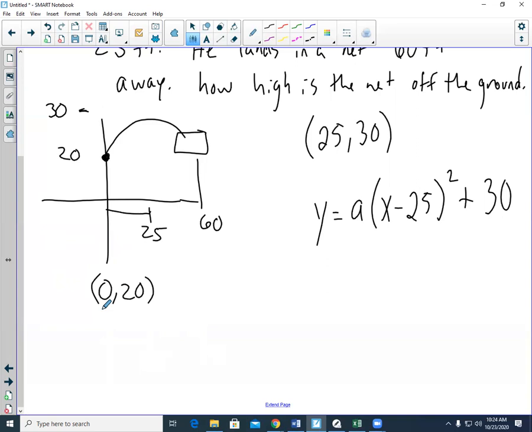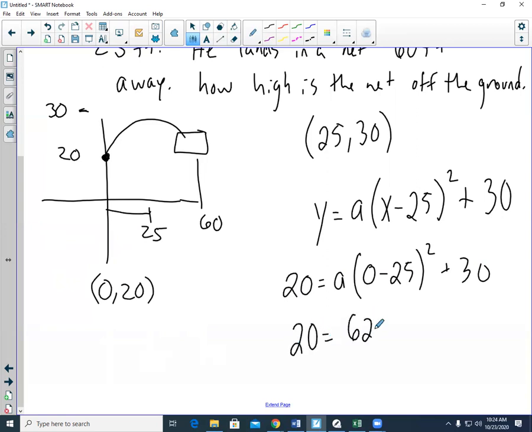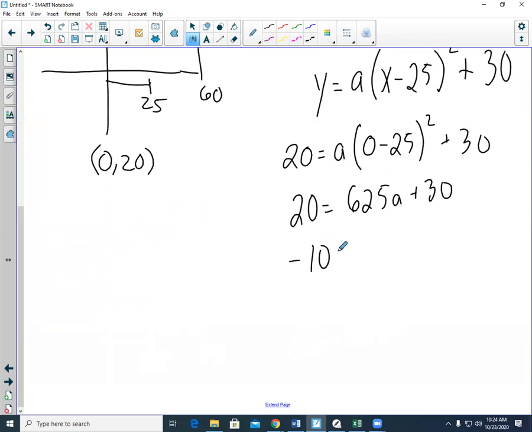So I'm going to plug 20 in for Y. I don't know what A is, so A stays like that. And then I get 0 minus 25 squared plus 30. So then I'm going to end up getting 20 equals 625A plus 30. I don't know what negative 10 over 625 is. Does anyone have a calculator out and ready? And I think my math is right. I'm not positive. Negative 0.016.